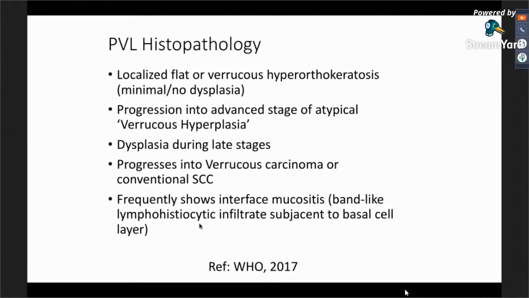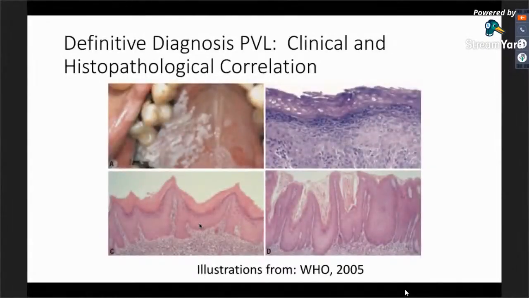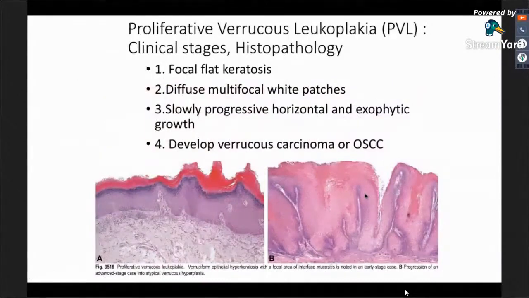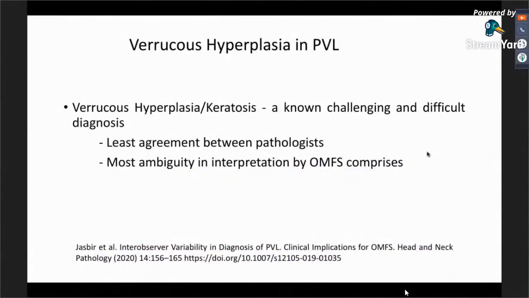So from WHO, here just showing the clinical lesion, and it can be flat, a histological lesion, or it can be a verrucous histological lesion. And the histology would be focal flat keratosis, diffuse multifocal white patches, slowly progressive horizontal and exophytic growth, and it can develop into verrucous carcinoma or oral squamous cell carcinoma. So verrucous hyperplasia or verrucous keratosis is a known, challenging, and difficult diagnosis. There is very little agreement between pathologists, and it's very ambiguous in interpretation by the oral maxillofacial surgeon.